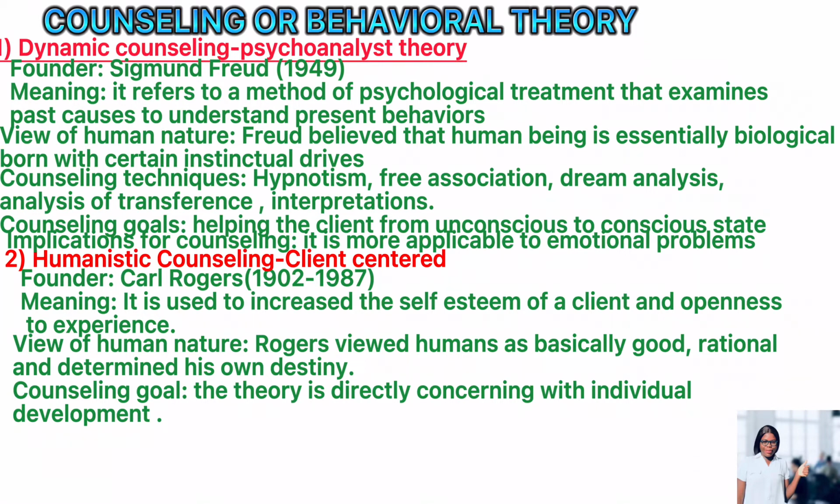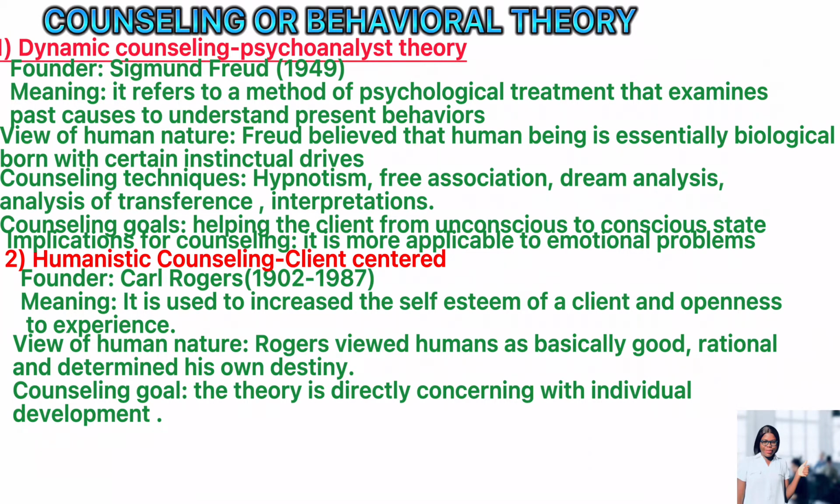Then other than that, you write the view of human nature. How did Rogers come about this theory? How did he see human beings? Rogers viewed humans as basically good and rational. They are social and determine their own destiny.